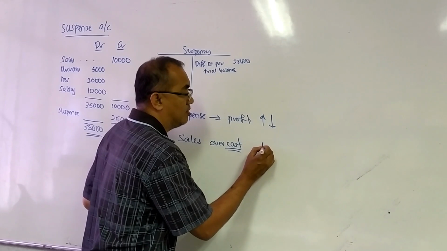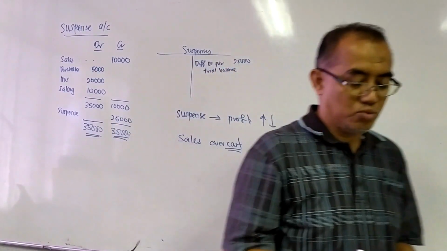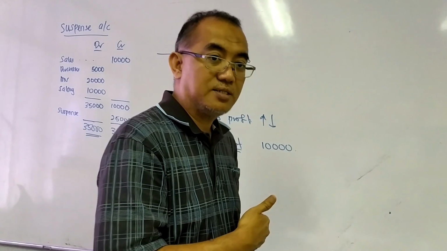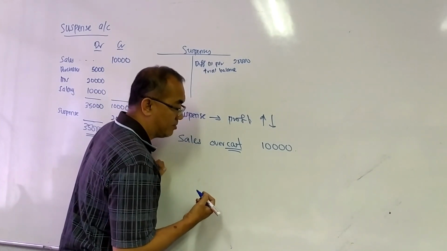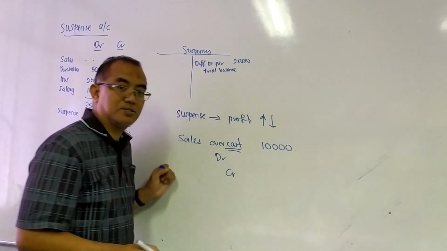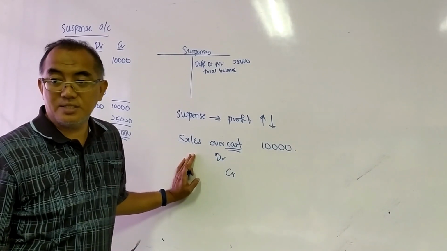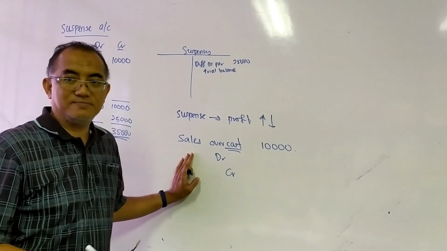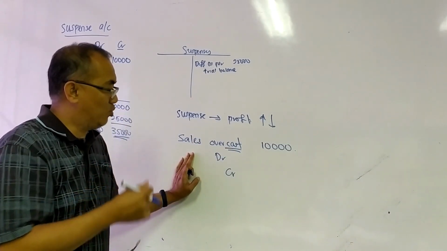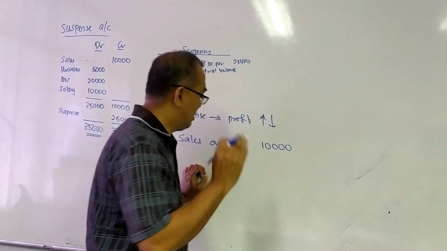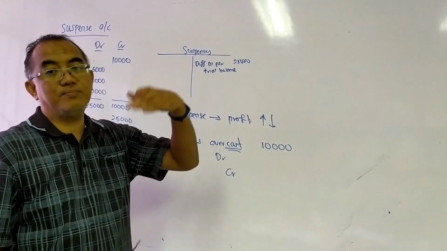So if your sales are overcast by 10,000, it means your sales are more by 10,000. What you should do is reduce the sales, because you have over-calculated them. How to reduce your sales? What should be debit, what should be credit? Let's focus on sales first. The nature of sales is always at the credit side. If you put another credit, your sales will become bigger and bigger.